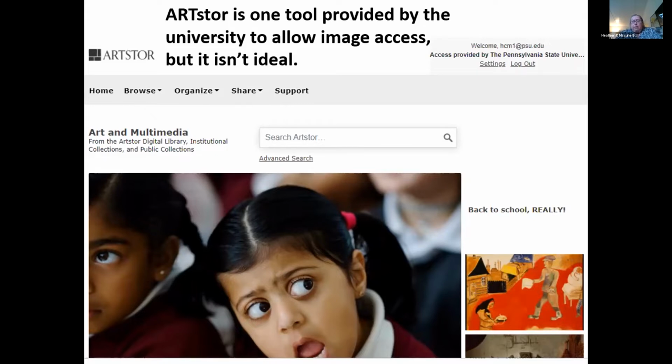You can make up for that to some degree by using a tool like ArtStore, where a professor can create image sets and make those available to students. Unfortunately, though, now ArtStore is going through major changes. They've been acquired by Ithaca, and a lot of the features that used to make it a good platform either have disappeared or are on their way out.